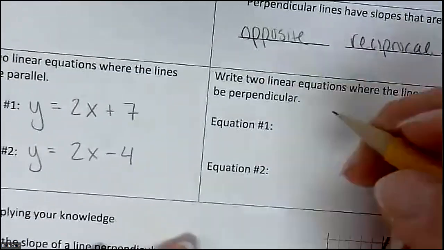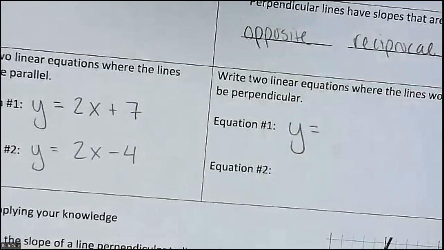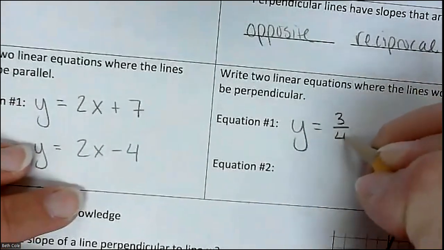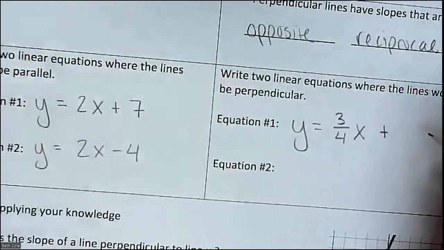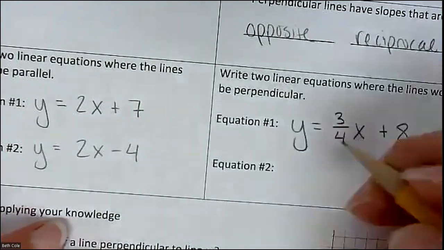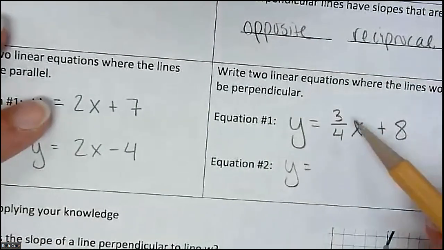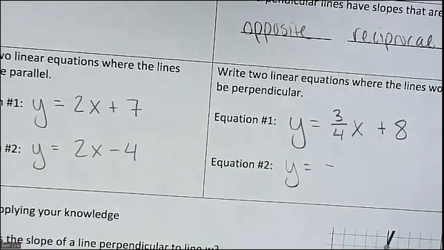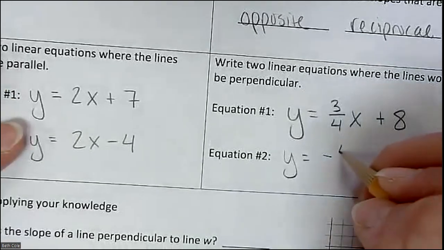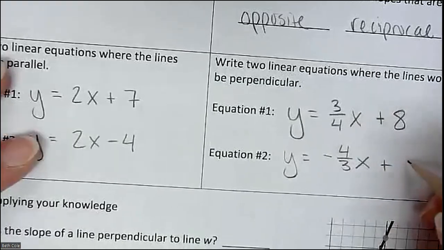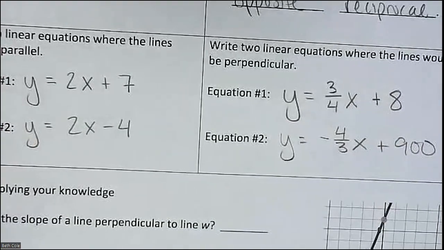So let's make up an example that looks like that. I need a fraction number. You can make one. Let's go with 3/4. So y equals 3/4 x plus 8. Again, that last number doesn't matter. So what you're going to do is make it opposite. Since this is positive, we're going to make it negative. And then you just flip it over. So what do you think it's going to be? Negative 4/3 x. And then the last number, again, doesn't matter. Like you could put plus 900. We're just talking about the slopes here.